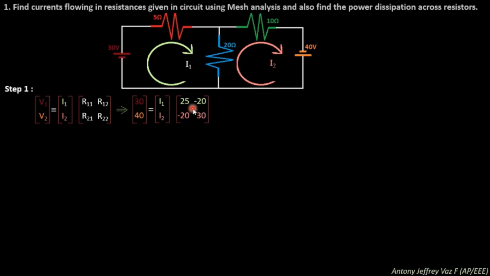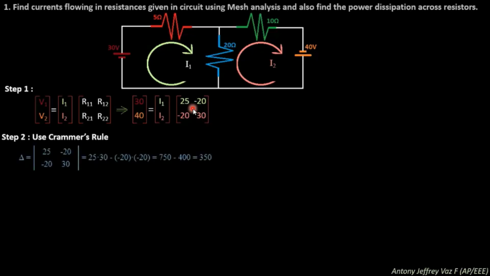After forming the matrices, use Cramer's rule. Find the determinant of this matrix: 25, minus 20, minus 20, 30. If you find the determinant of the matrix, you will get 350.